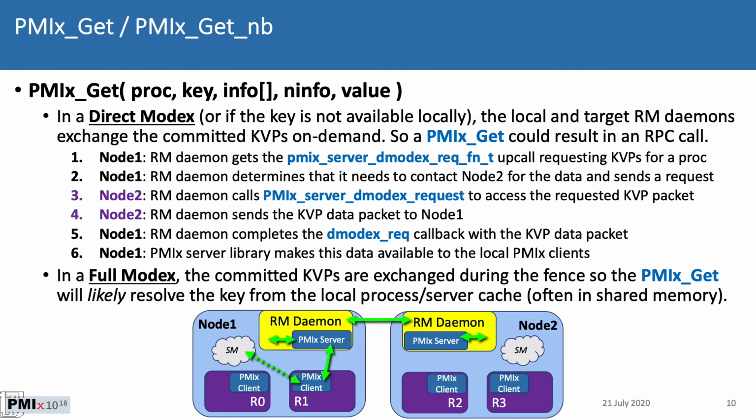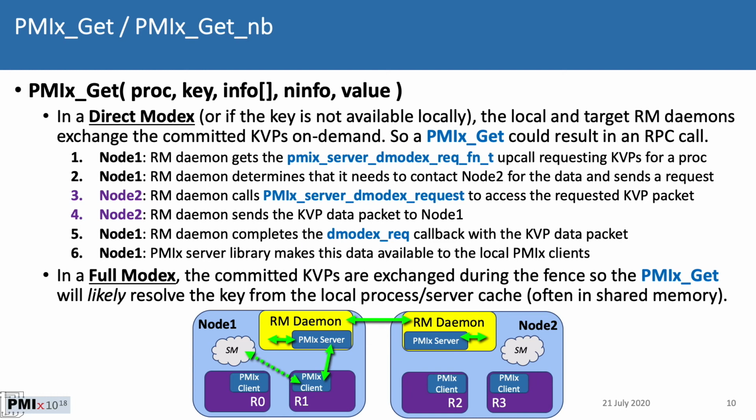Before we wrap up, I wanted to give an outline of the steps of the direct Modex operation, in contrast with the full Modex operation. A direct Modex request is triggered when the PMIx call is issued on a key value pair about a process that is not already locally cached. Since the PMIx library doesn't communicate across nodes, it relies on the resource manager daemon to issue the request for the data and then route it back to the server. To do so, it roughly follows these 6 steps.